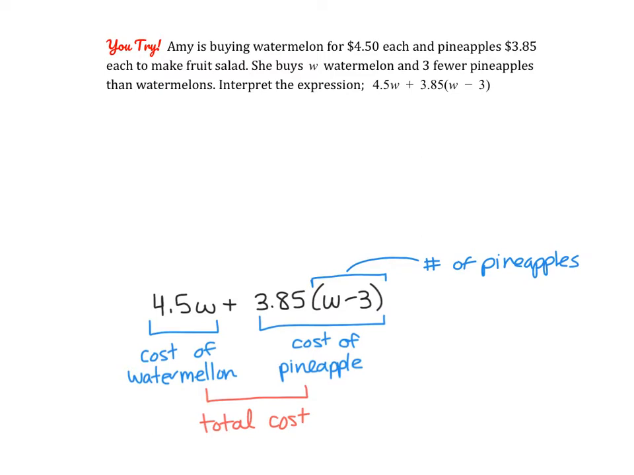The reason why we know that is because it says that she buys 3 fewer pineapples than watermelons. So you take W, the number of watermelons, and you subtract 3. So if you add up those two things, that should give you the total cost of all of the fruit.